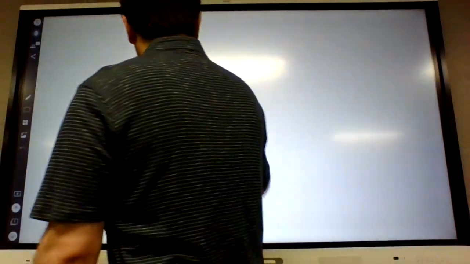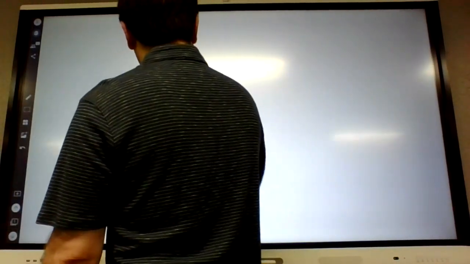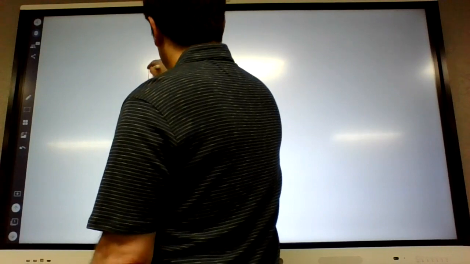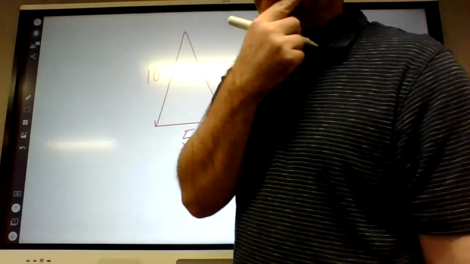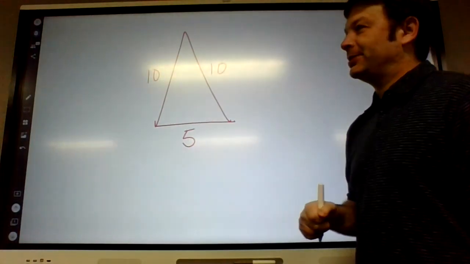Let's see. Problem 5, isosceles triangle. You guys remember what an isosceles was? Two sides are equal. Okay, we're supposed to find the measures of the angles. Any ideas?